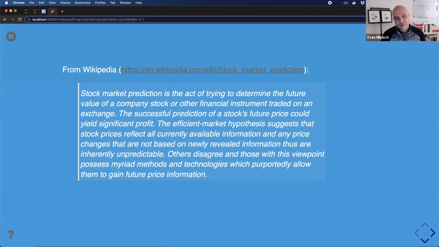Right, the successful prediction of a stock's future price could yield significant profit, and we have just calculated what this could mean. The efficient market hypothesis suggests, however, that stock prices reflect all currently available information, and any price changes that are not based on newly revealed information are thus inherently unpredictable. So others disagree, and those with that viewpoint possess myriad methods and technologies which purportedly allow them to gain future price information. And this is what we now want to briefly review.